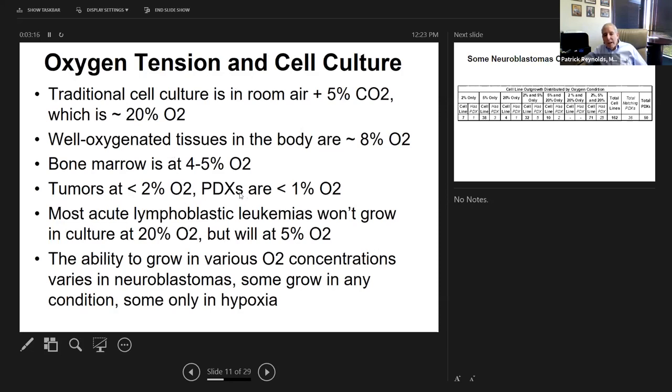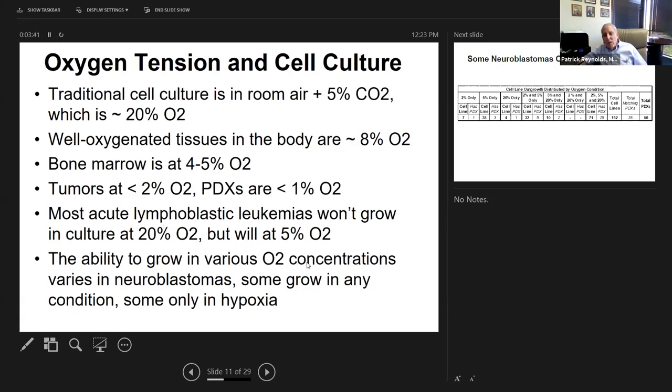Also, Mike Sheard had worked with us a number of years ago and looked at this when we were looking at acute lymphoblastic leukemia samples, and found that they really wouldn't grow at 20% O2, but they grew very nicely at bone marrow level oxygen. Not a big surprise. They're going from the bone marrow right into the bone marrow level oxygen. So again, this diminishes the ability to grow cells. And you'll see this, I'm going to show you some data in a minute.